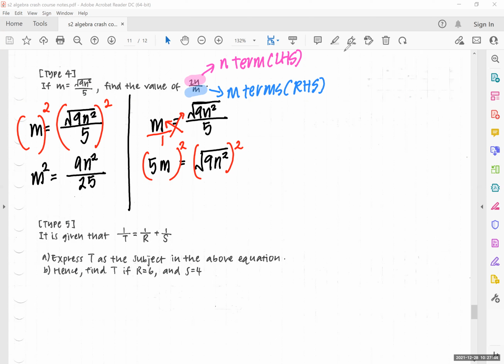Now we square, right? Can you see I need to square the 5 and square the m, right? So I get 25m squared is equal to, after squaring the square root, just 9n squared. Got it? So far so good? This one will still give me the same thing. You also get 25m squared is equal to 9n squared. Why? Because I cross multiply. Got it so far?